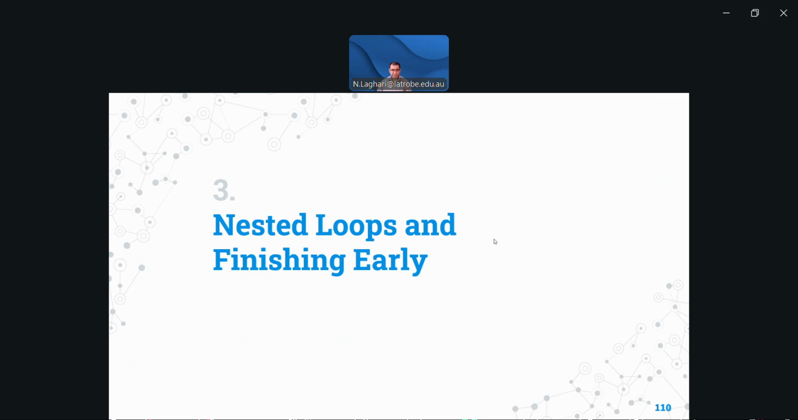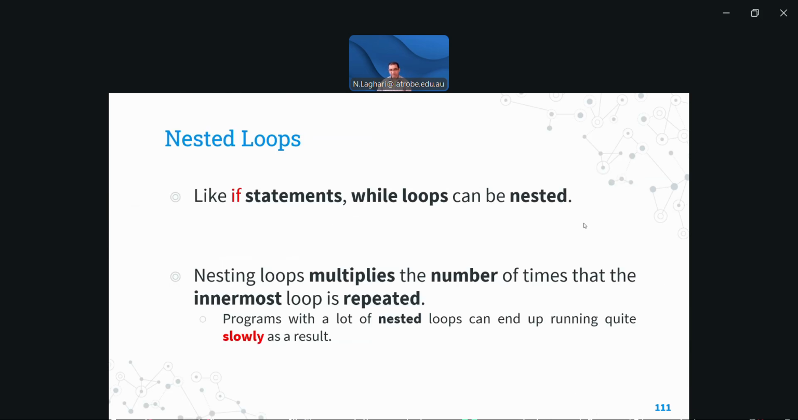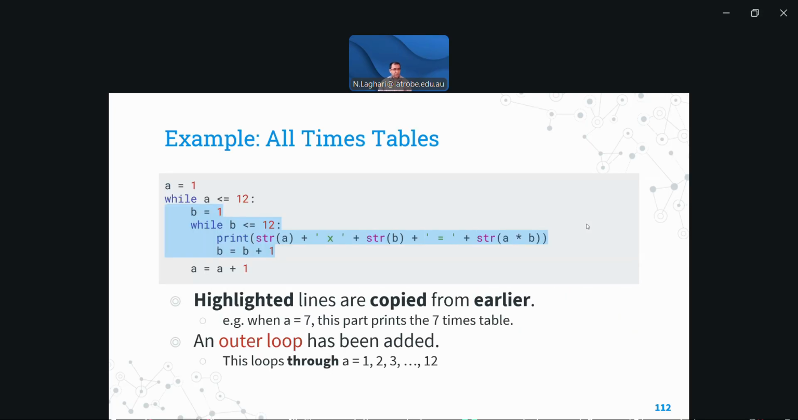Nested loops and finishing early. Like if statements, we can nest loops. Here we have one example. We have while a is less than or equal to 12, and we have initialized a variable, not with 0 but with 1. We have another loop within the body, and remember that the nested loop should have proper indentation followed. This was the program for the times table.